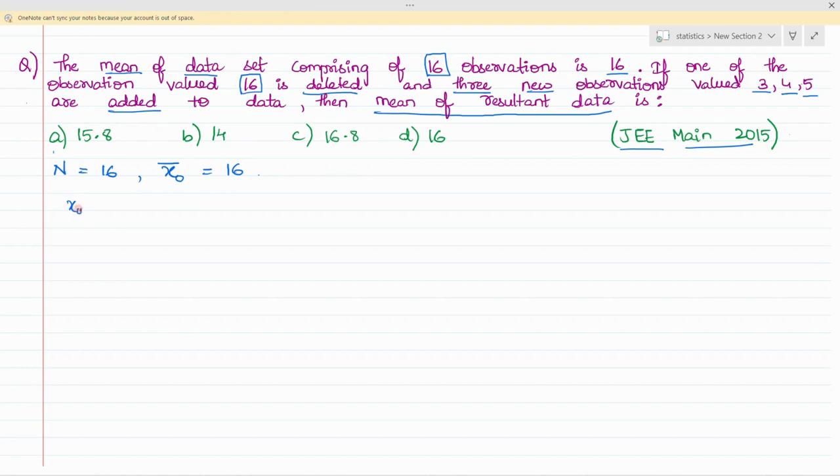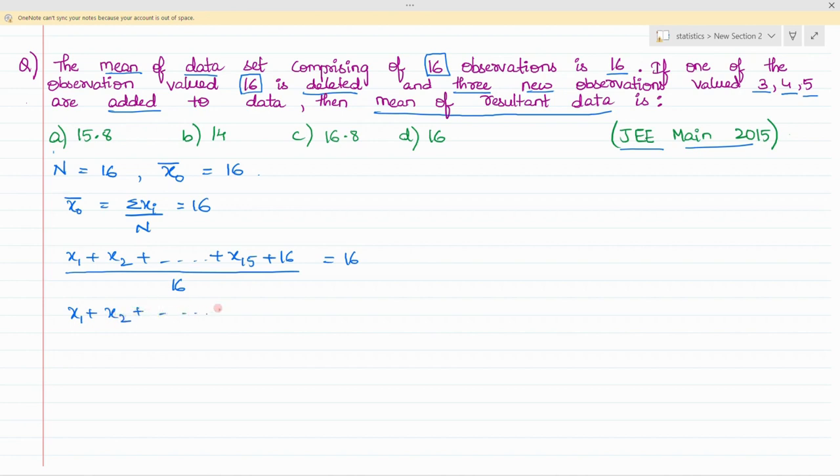So according to the formula, mean is equal to the sum of the observations upon the total number of observations, and this value is given to you as 16. So what are the observations? x1, x2, so on till 16 observations. So x15, and one observation value we know, that is 16, upon n, is also 16. From here we can write x1 plus x2 plus so on till x15 is nothing but 16 into 16 minus 16. So assume this as equation 1.